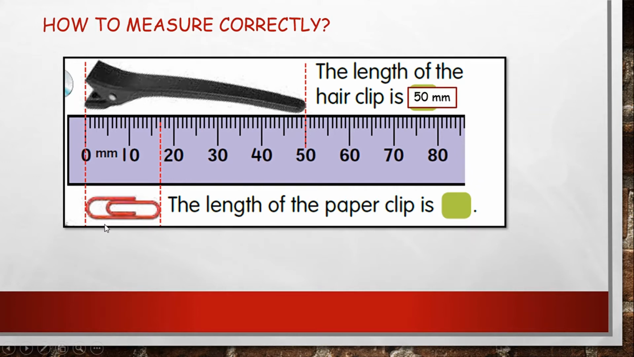Now what about the length of the paper clip? The length of the paper clip starts from 0 millimeter and goes until here. So 10 millimeter, 15 millimeter, 16 and 17 millimeter. So the answer is 17 millimeter.